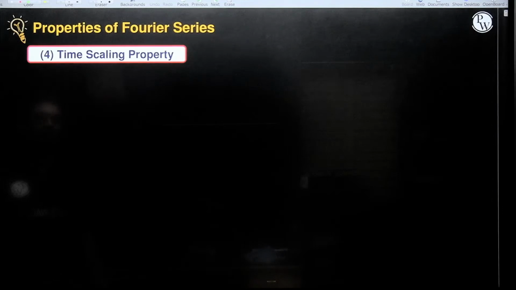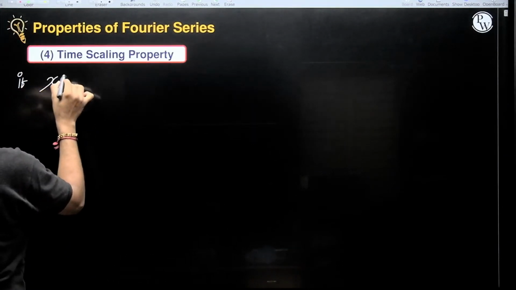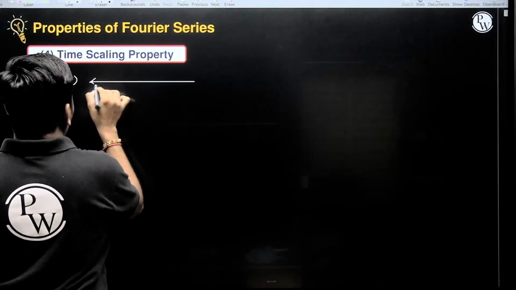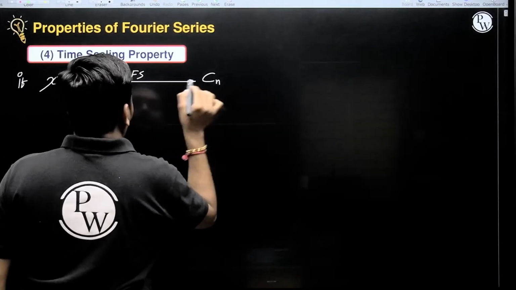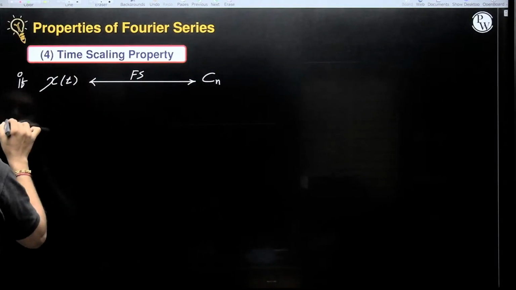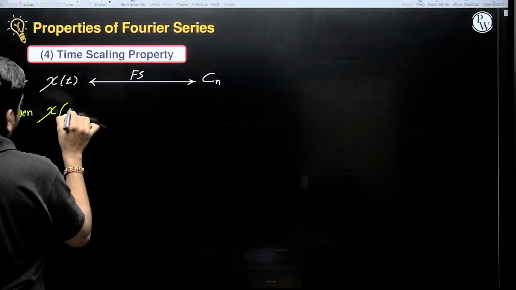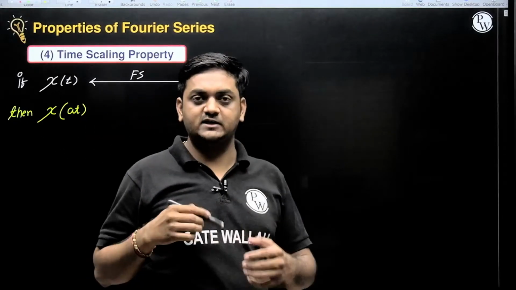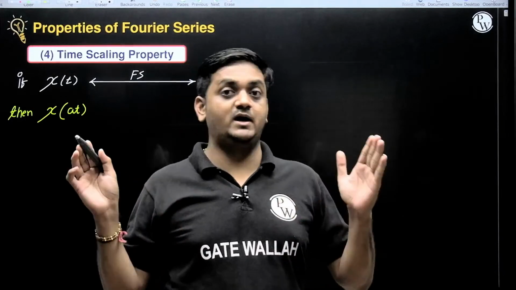Next is the time scaling property. This is also a very important property. The time scaling property says that if the Fourier series coefficient of x of t is Tn, then here we have time expansion or compression. So t becomes a into t. Depending on a, it becomes compression or expansion. If a is greater than 1, then compression: signal width decreases, fundamental time period also decreases.